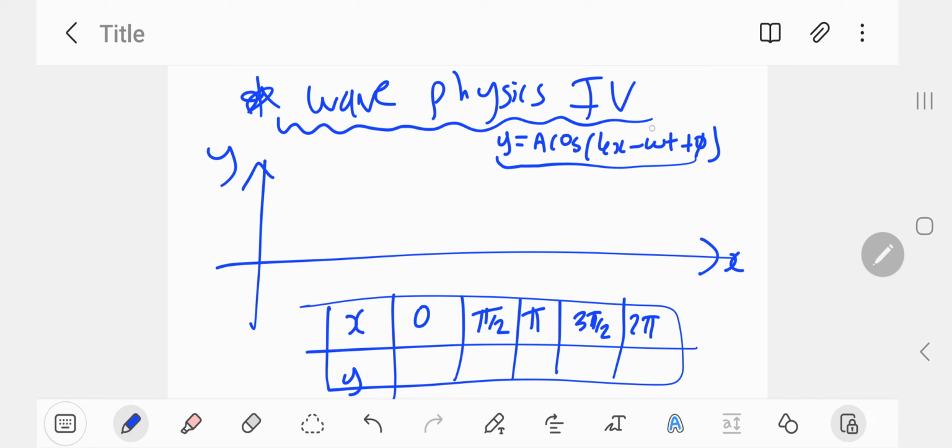Okay, y is equal to something. A is the amplitude of the wave. K is the wave number. X is the position of the wave along the x-axis. Omega is the angular frequency. T is the time, and this symbol here, phi, the Greek symbol, is the phase constant. This is like a general form of an equation.